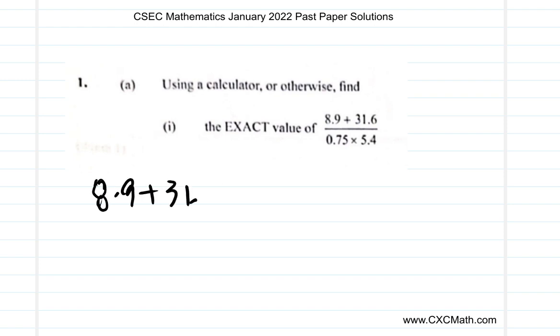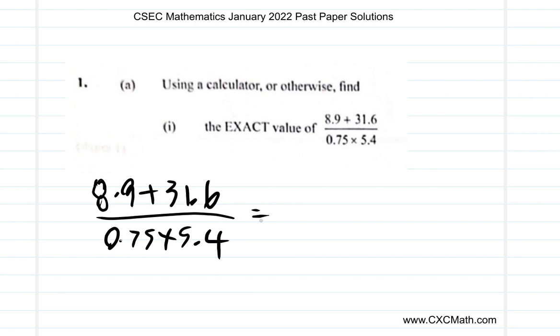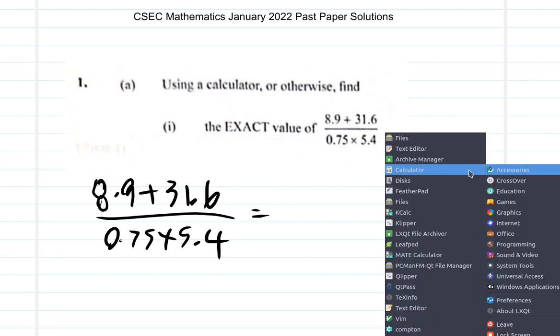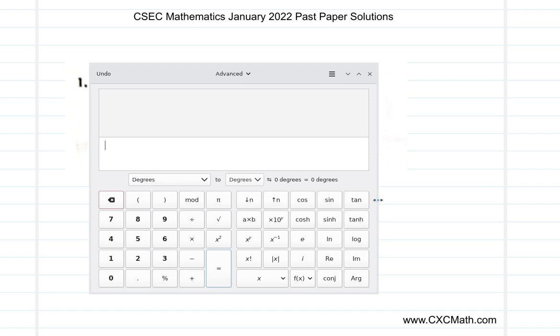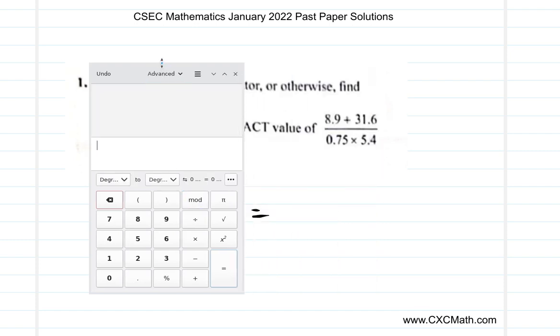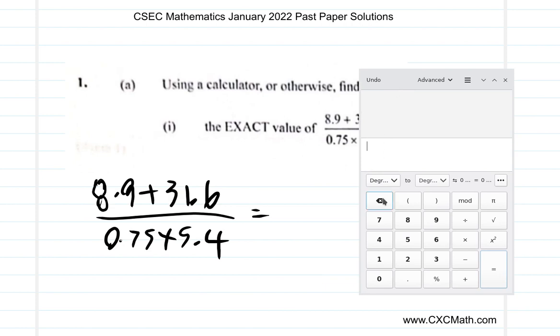8.9 plus 31.6 divided by 0.75 times 5.4. So, let's draw up our calculator here. Alright, we have 8.9 plus 31.6 equals. And remember, you don't just do it on a calculator and write the answer. You must show all working, show all the steps. So we have 40.5 here.